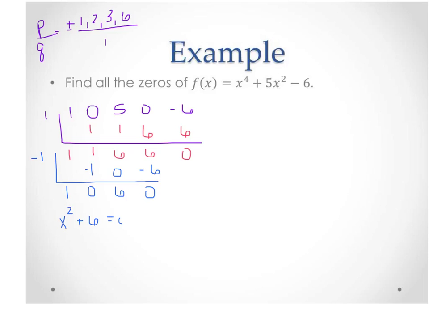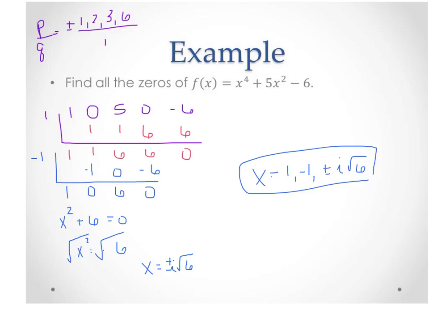Okay, so really I would use the square root property here. Go ahead and subtract 6 to the other side, square root both sides, and then x equals plus or minus i square root of 6, which makes our 4 answers be 1, -1, and plus or minus i square root of 6. So there's all 4 solutions there.